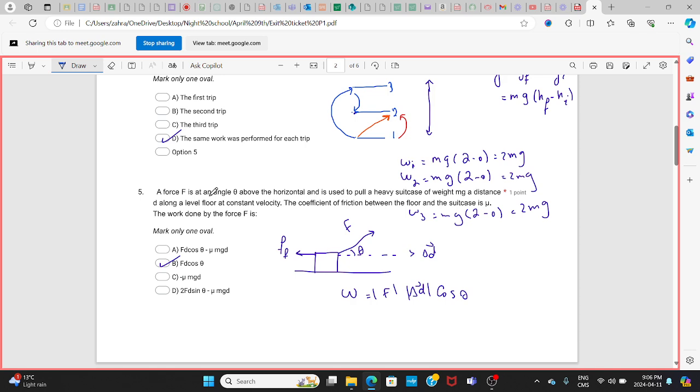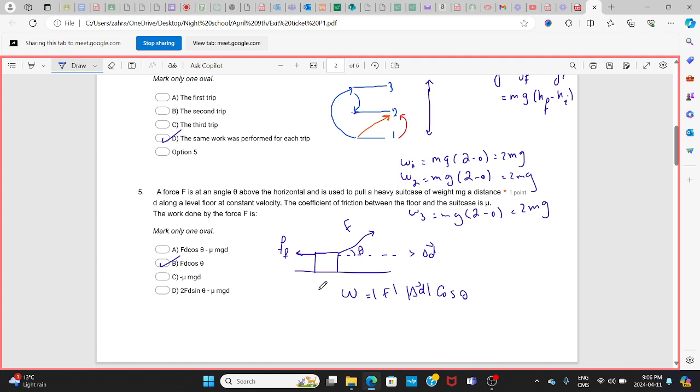Now here, a force F is at the angle theta above the horizontal. It is the force applied. A heavy suitcase of weight mg, distance d, so the displacement is d, along the level floor at constant velocity. The coefficient of friction between the floor and the suitcase is mu. The work done by the force F is, so I want to find the work by force F.